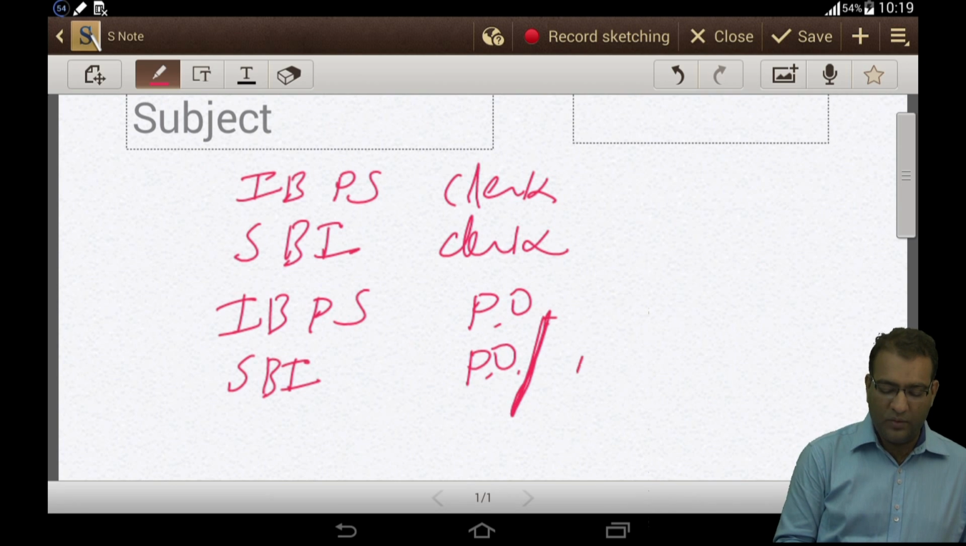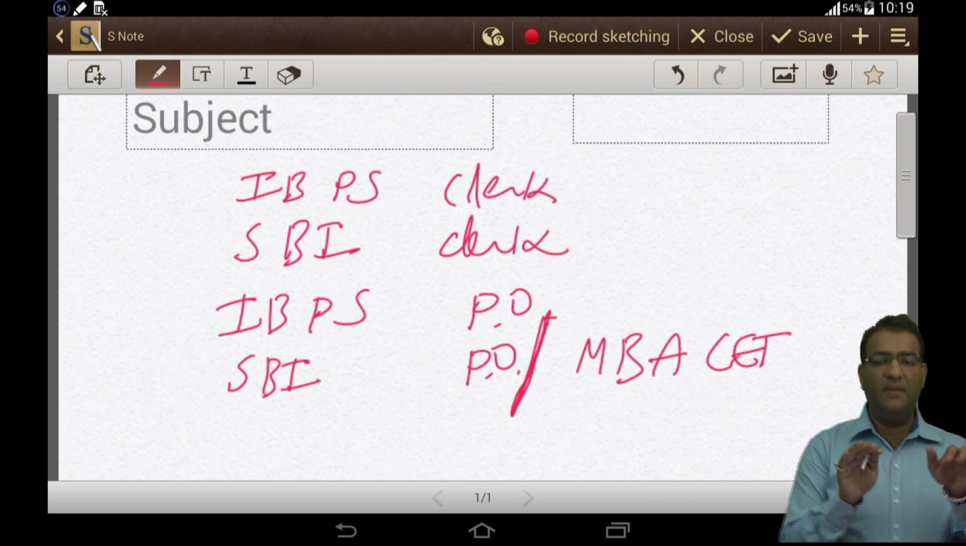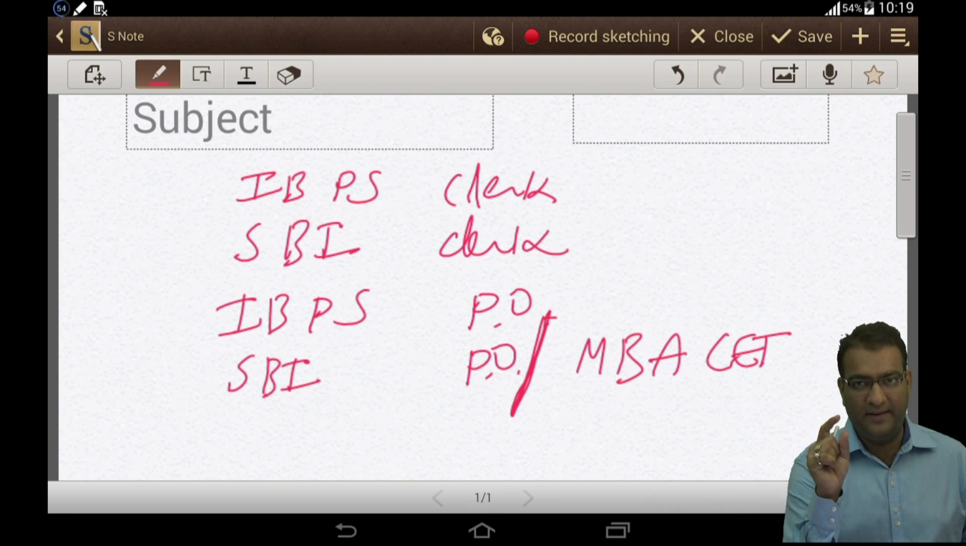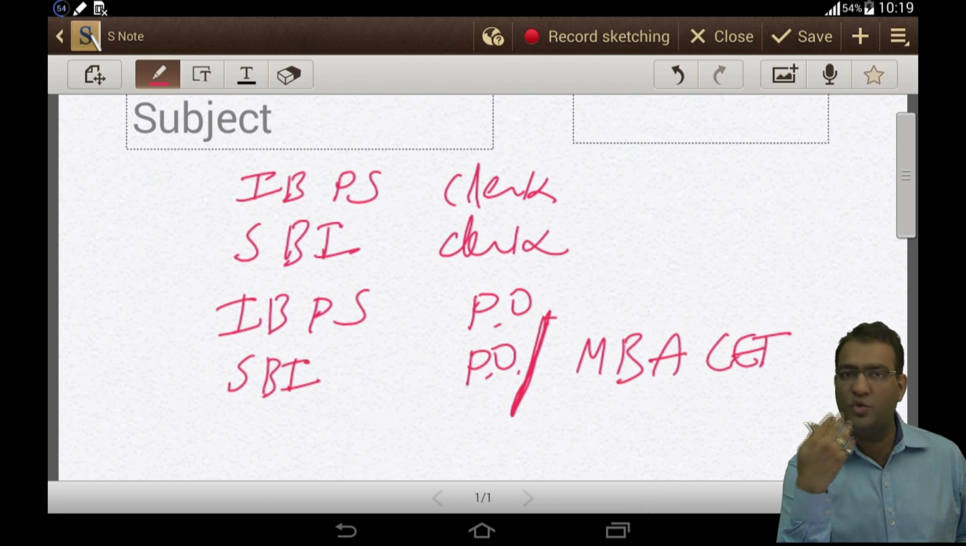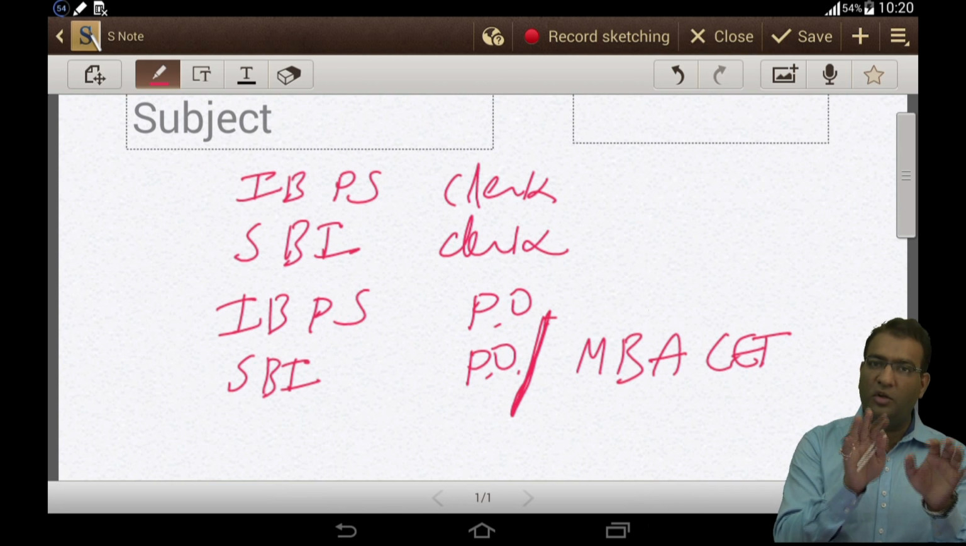Exactly at this level you will have your MBA CET examination. So SBI PO difficulty level is equal to MBA CET level. Yes, in curriculum there is a little difference, right? In MBA CET we have visual reasoning coming up, which is not a part of SBI PO. So that's a little difference, but the difficulty level of all topics is the same.